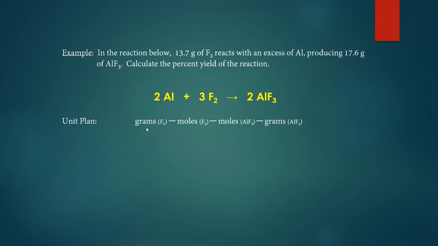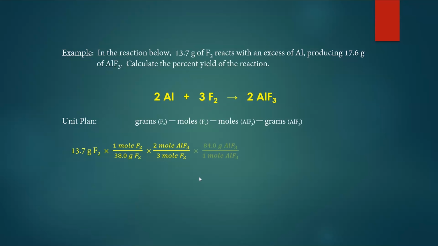So the first thing we do is take our grams of fluorine and change it to moles. Then the moles of fluorine will be converted to moles of aluminum fluoride using the coefficients in the balanced equation, and then using the molar mass of aluminum fluoride, we can get back to grams. So we'll start out with our 13.7 grams of fluorine. Then using the molar mass of fluorine, which is 38 grams per mole, we change the grams to moles of fluorine. Then, looking at the balanced equation, we have 2 moles of aluminum fluoride produced for every 3 moles of fluorine.